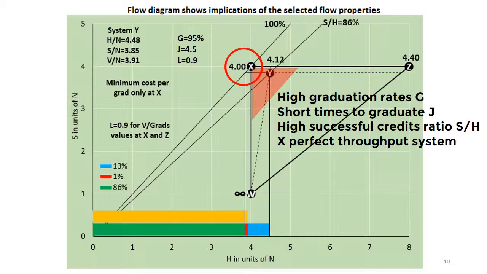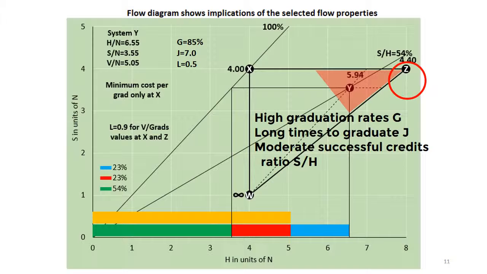The student flow patterns to be found in the flow triangle display broad characteristics which can be associated with each of the 3 corners of the flow triangle. The collection of student flow patterns Y, located in the top left corner X of the flow triangle, is in general characterized by high graduation rates G, short times to graduate J, and high successful credits ratios S over H. The vertex X of the flow triangle is associated with the perfect throughput system.